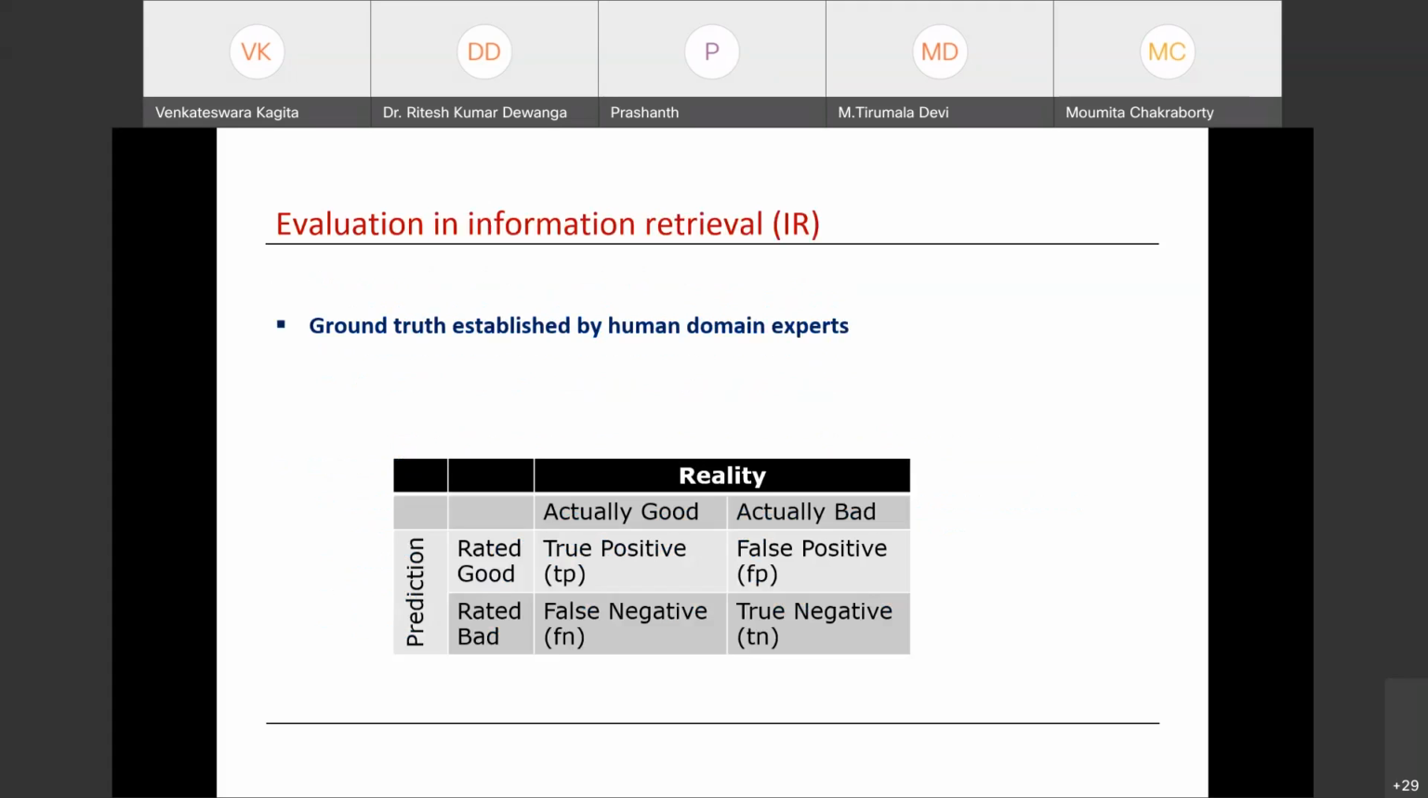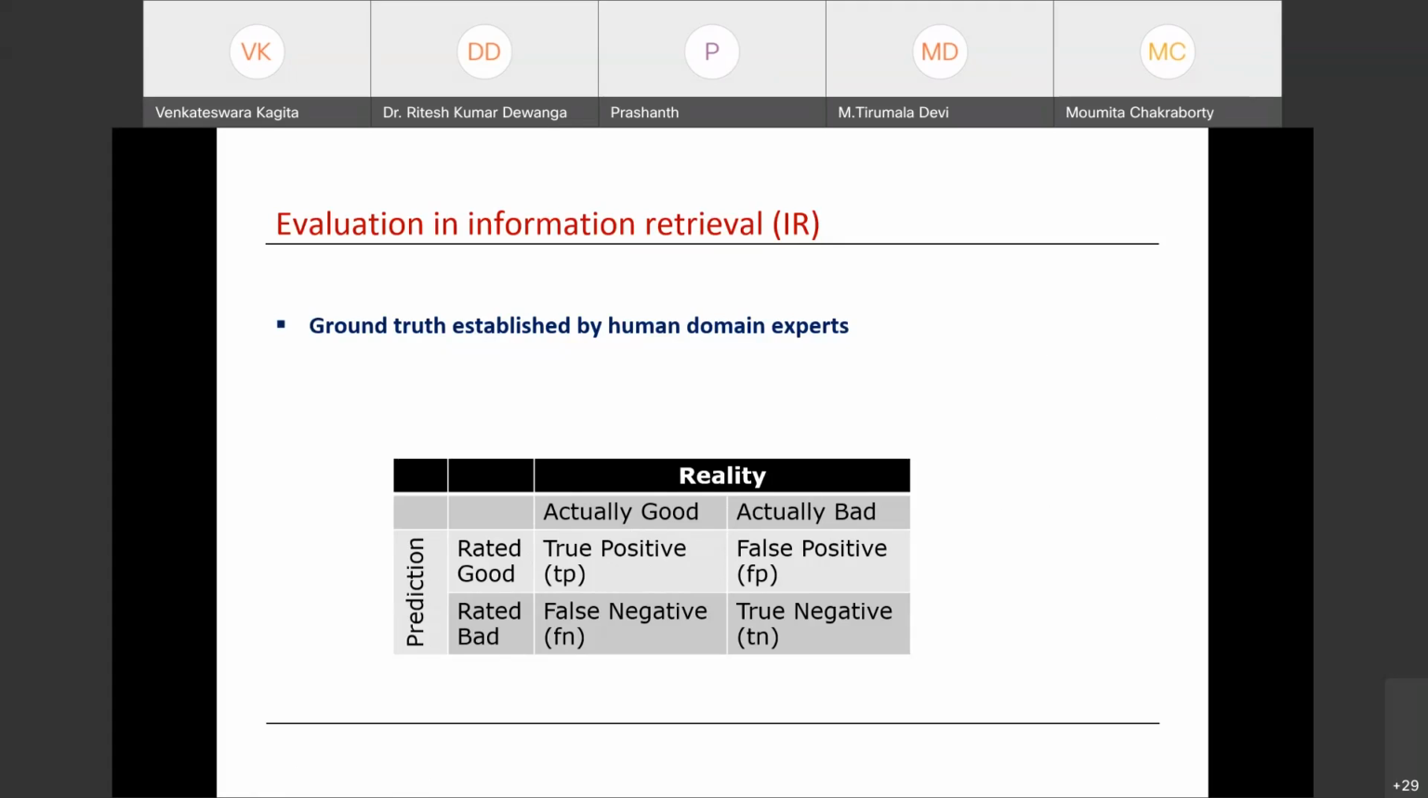So ground truth is established by the human domain experts or by the user, what is actually good and actually bad. And this is the prediction, which is rated good or rated bad. If the prediction is rated good and actually it is also good, then it comes under true positive. If the prediction is good, but actually it is bad, then it comes under false positive.